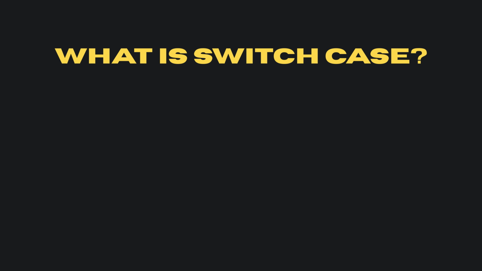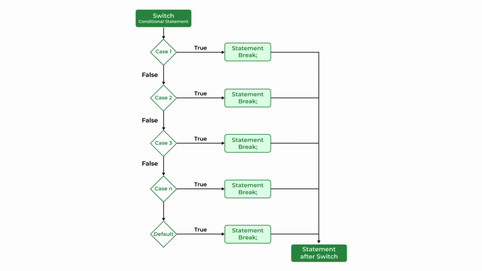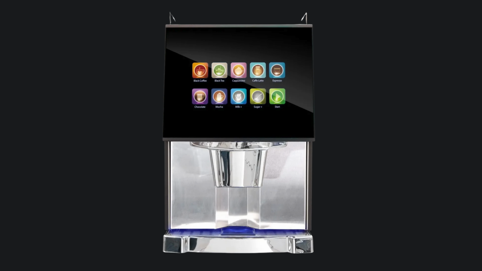So what is a switch case? Think of it like a menu board. If you press 1, you get an espresso. If you press 2, you get a latte. If you press 3, you get a cappuccino, and so on. Instead of checking conditions one by one, switch case directly jumps to the right choice. So let's build a coffee vending machine to understand the switch case properly.